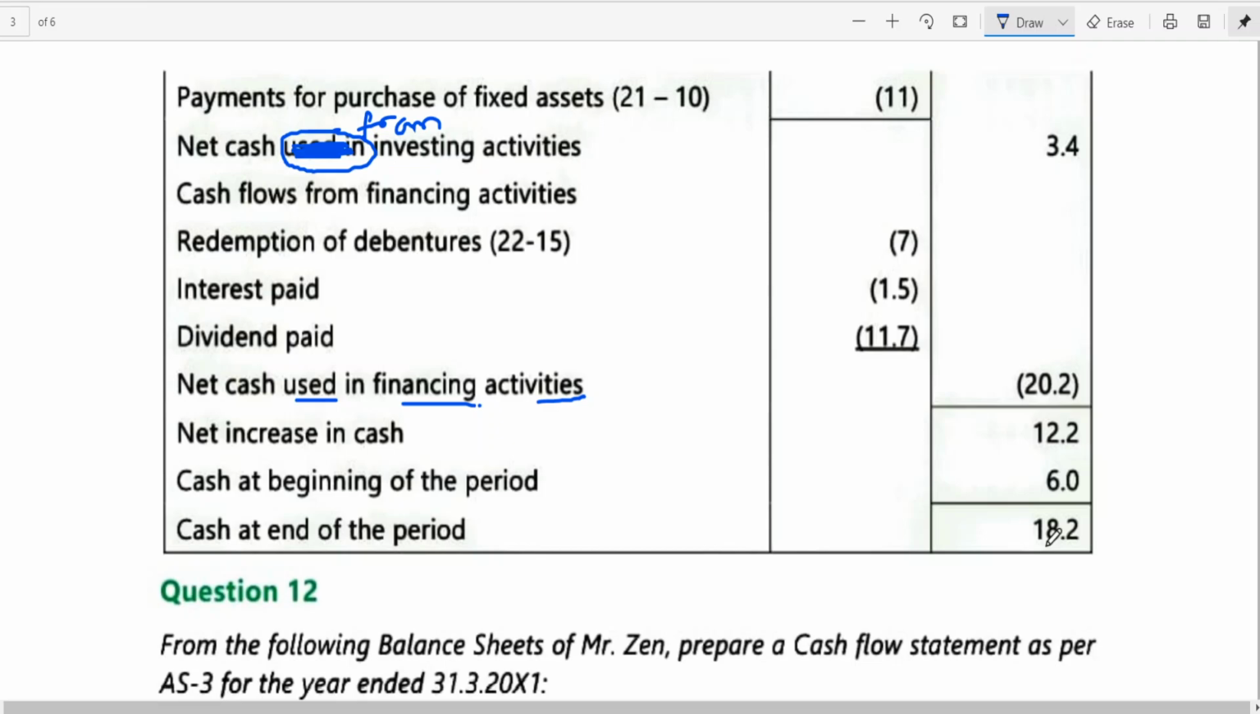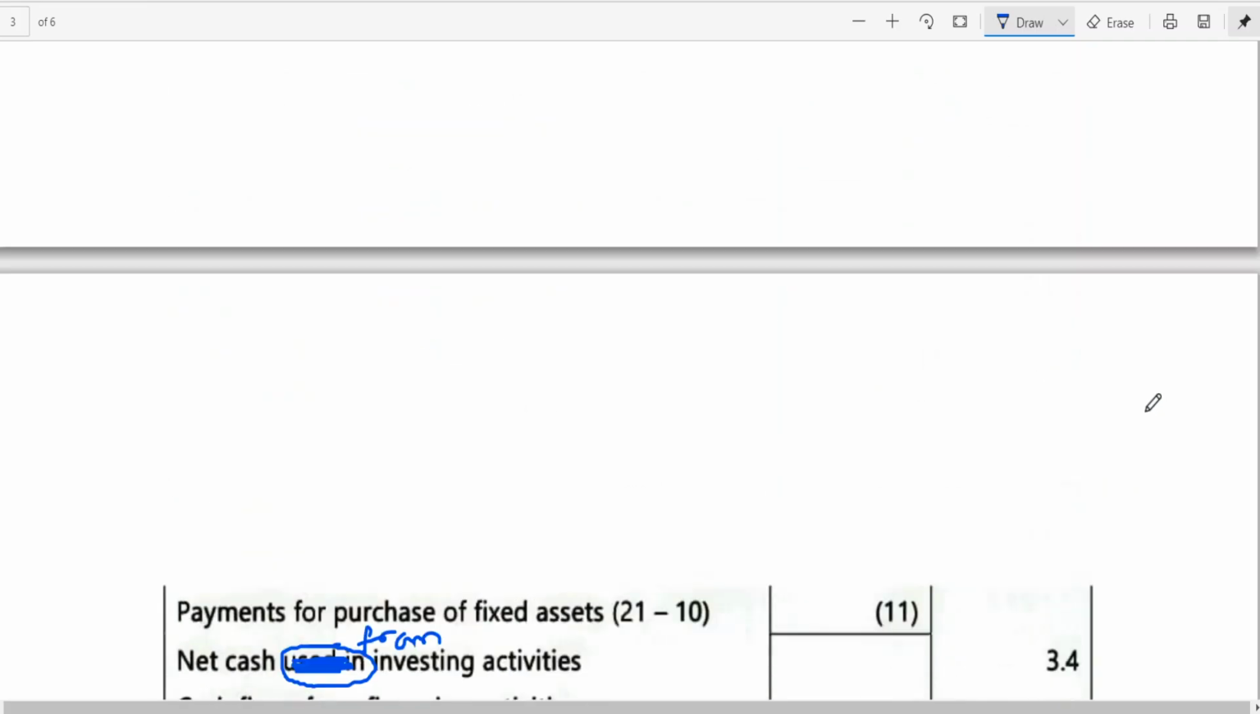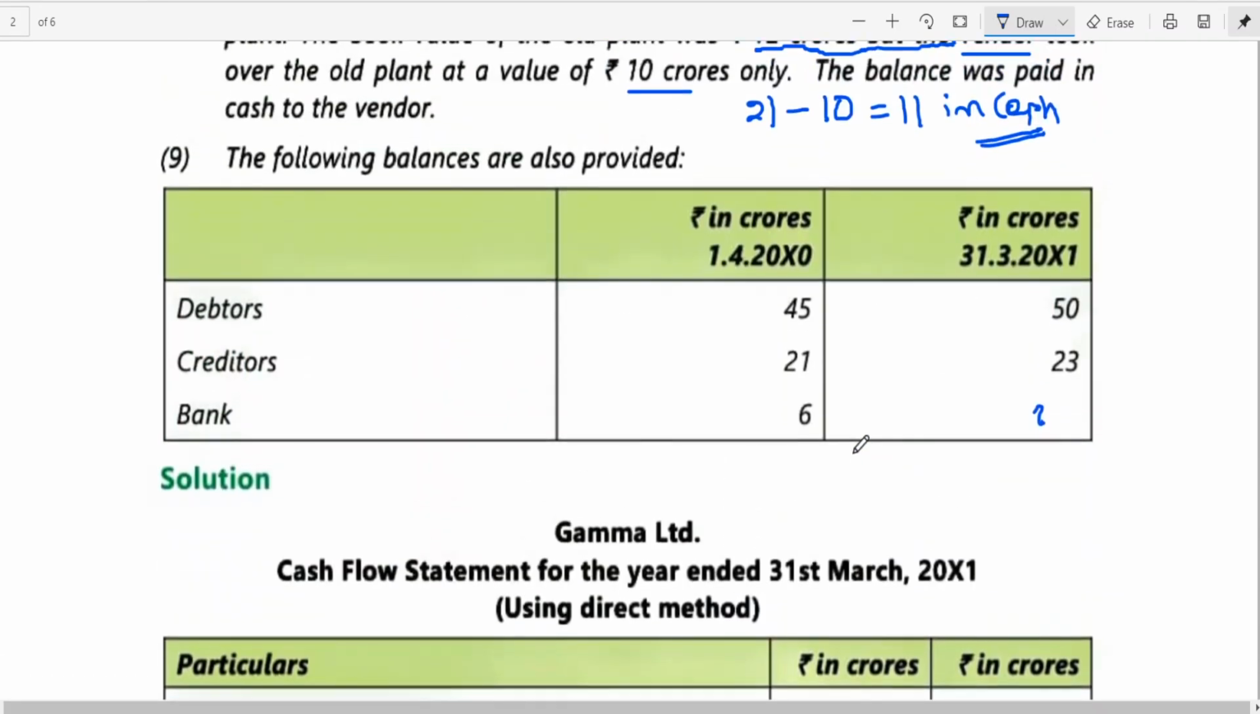Sometimes, I have seen in some material, the opening balance is missing. From the difference between the net increase and the cash, suppose the 6 crores is missing, 18.2 minus 12.2, we can get 6 crores. Sometimes this will be missing information in the question, which they will give you, like we have seen in single entry. So no issue, I think you can understand.